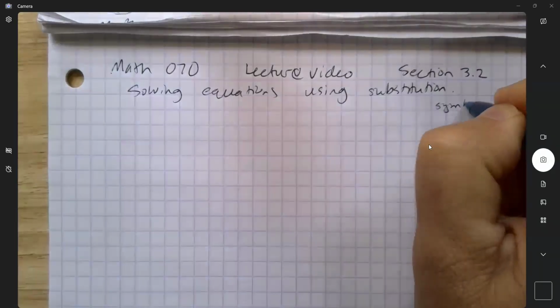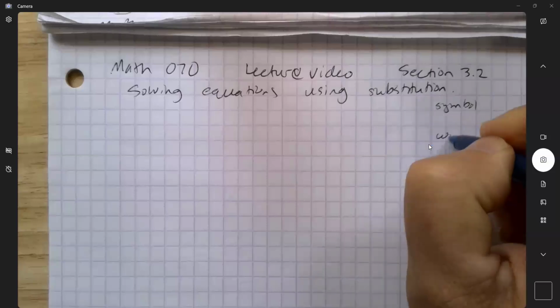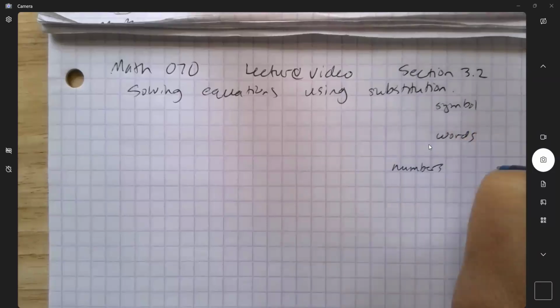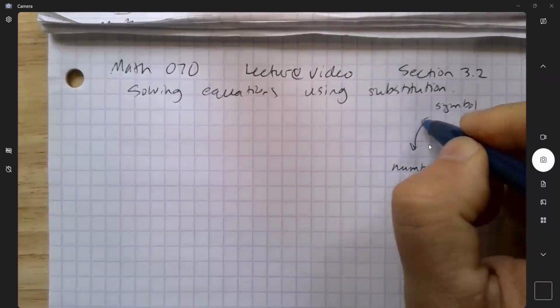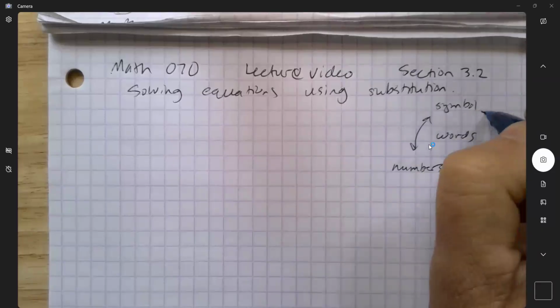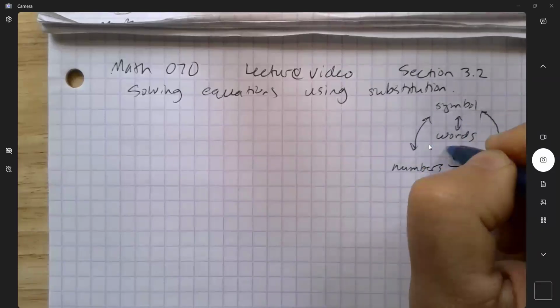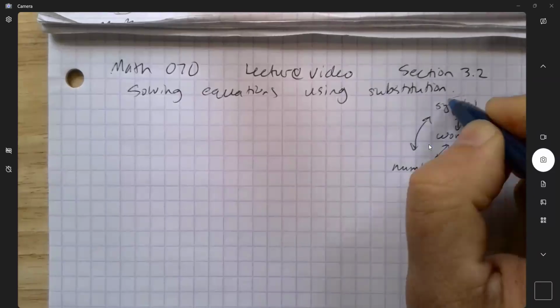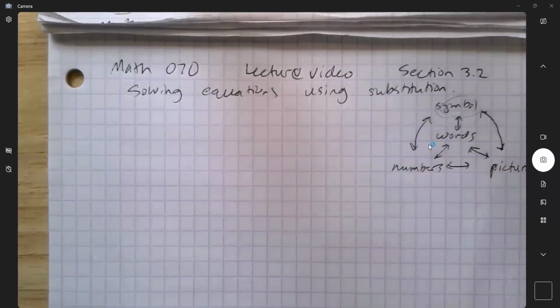So in the previous video, we solved equations using graphs, which are a type of picture. So we started over here with symbols and we used pictures to help us solve. Solving equations with substitution is about starting with symbols and staying in symbols. So graphing is a great way to do it.